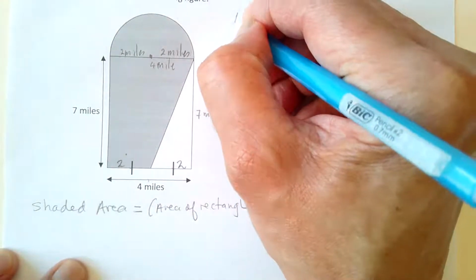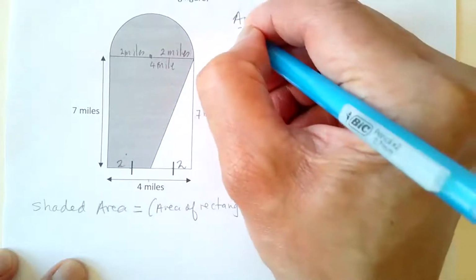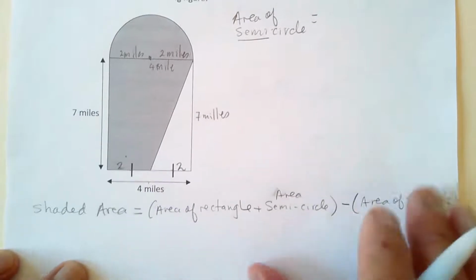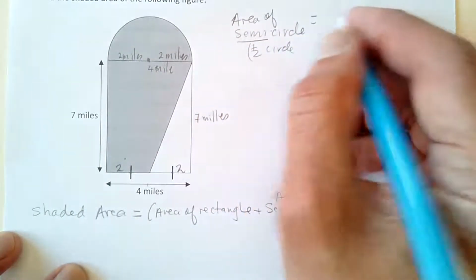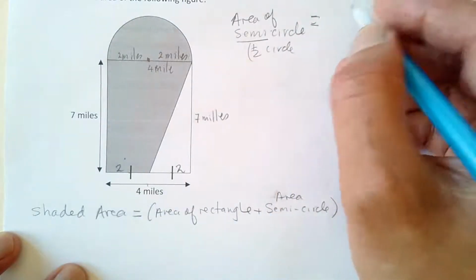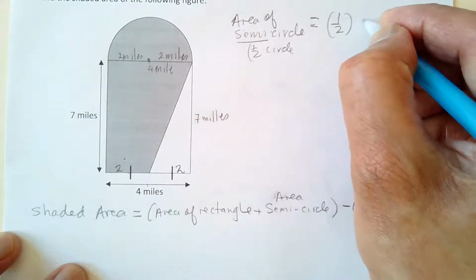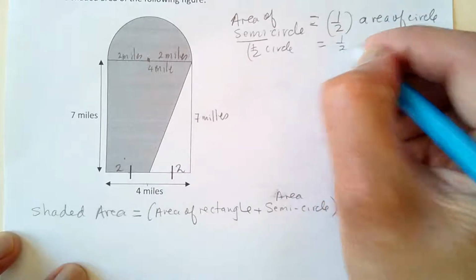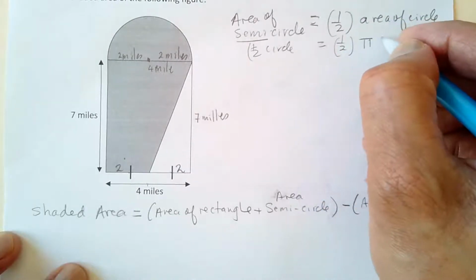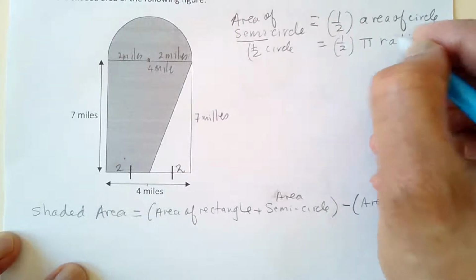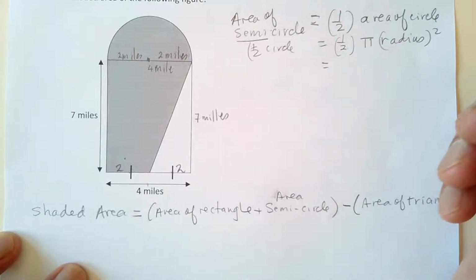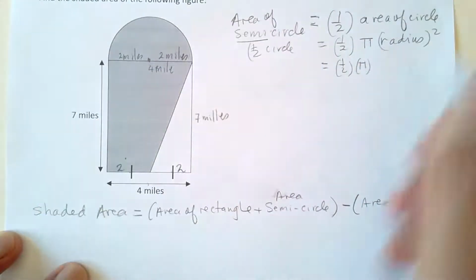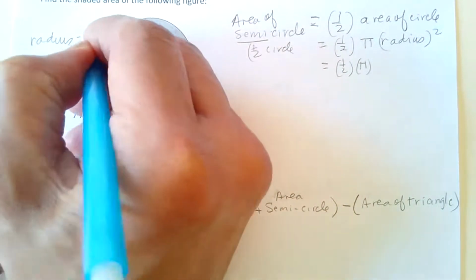First step, let's find the area of the top part, the area of the semicircle. Remember, semicircle means half of a circle. So half of the area of a circle, which is half times pi times radius squared. Which turns out to be half multiplied by pi, and the radius here is equal to 2.